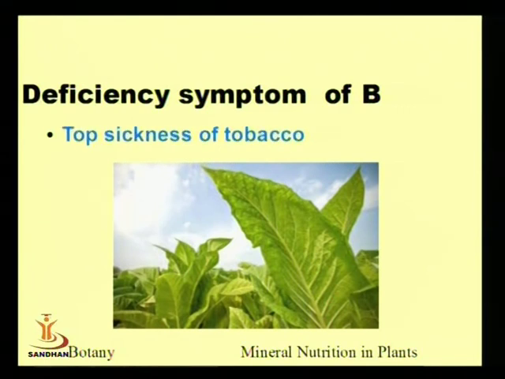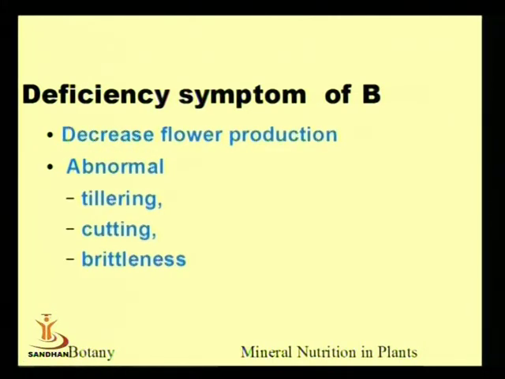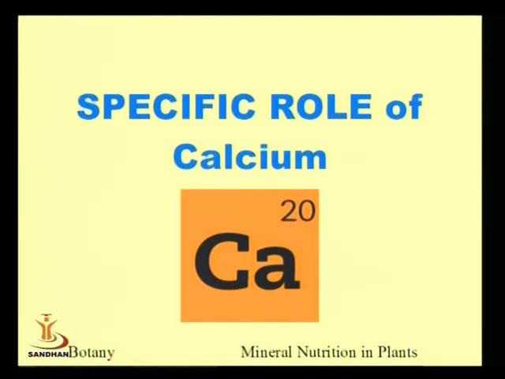Then top sickness of tobacco, which is one of the diseases in tobacco cultivation. Then there will be less production of flower, and because of less production of flower, automatically fruit production will be less, and one can see that there is less production of seeds. Along with the decrease of flower production, certain symptoms like tillering, cutting, brittleness will be there with boron deficiency.